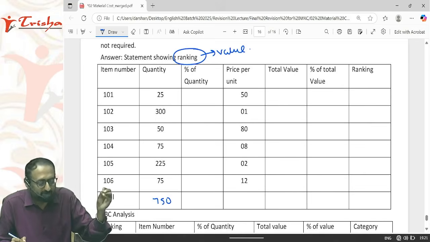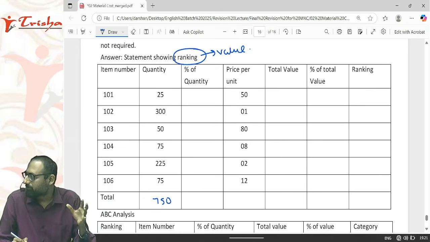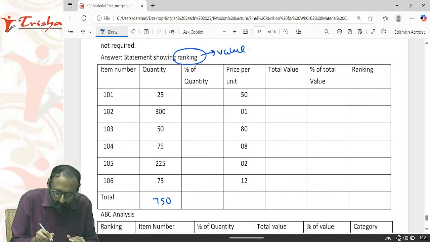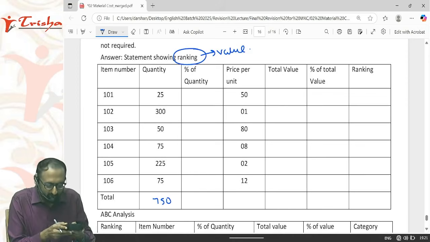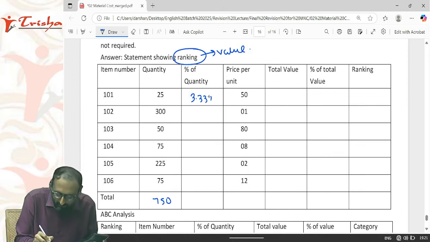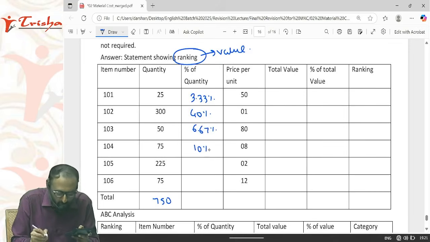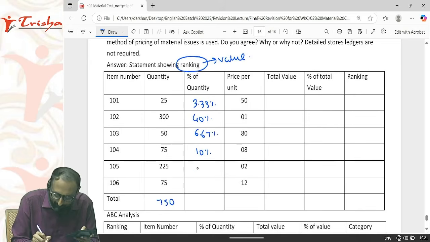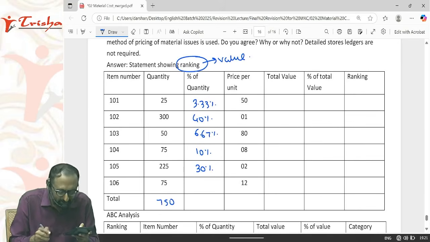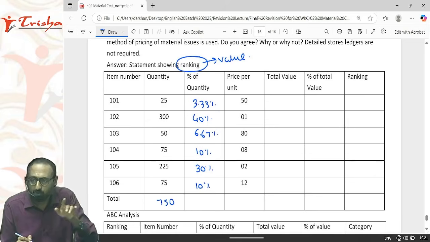Now tell me the percentage of quantity. 25 divided by 750. What will be the answer? Is it 3.33%? If you take 300, your answer will be 40%. If you take 50, your answer will be 6.67%. 75, is it 10%? 5, is it 30%? 75, is it 10%?